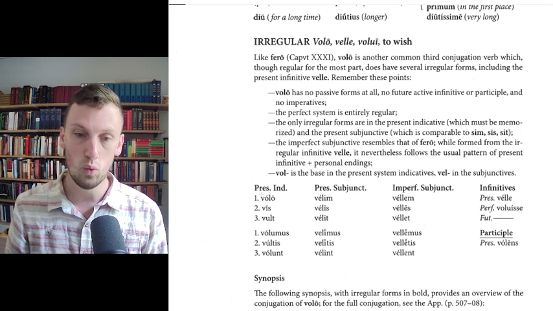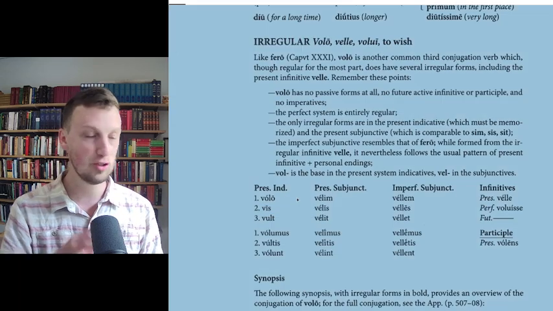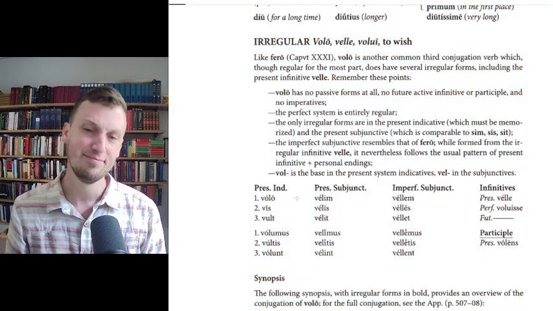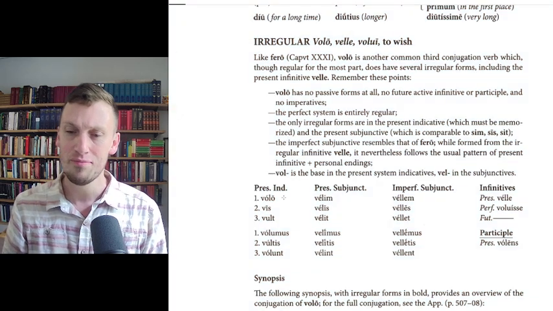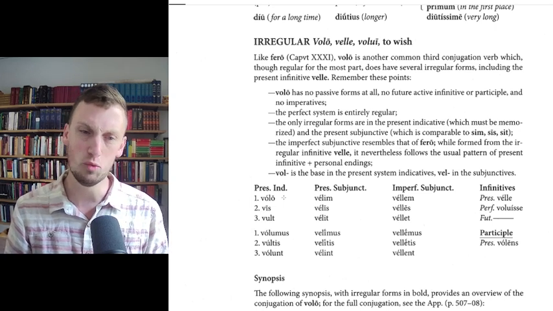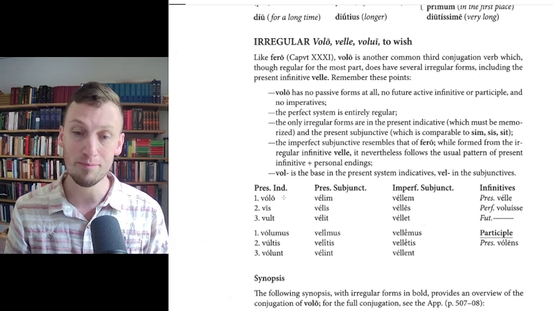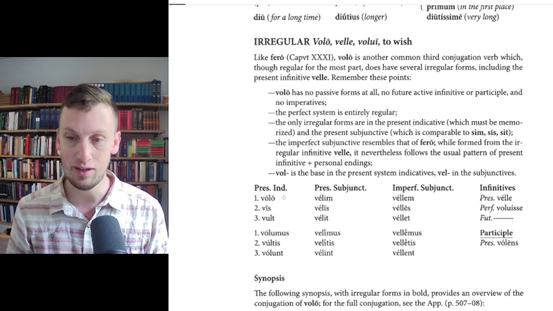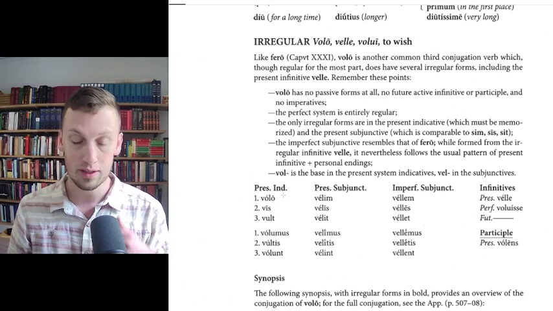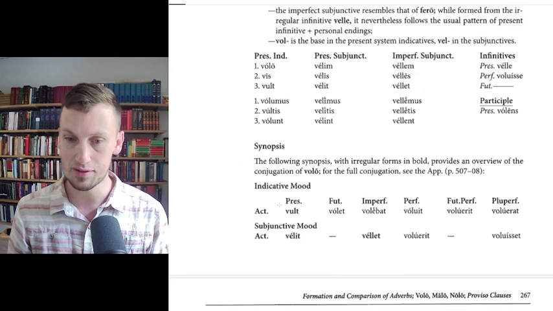Look at volo, vis, vult. So vis, you need to watch out for. Looks like other words vaguely, words for force. Just watch out for it. It just means you wish, you will. Vult. This is a famous Latin word from the phrase Deus vult, God wills it. It was a rallying cry during the Crusades to justify violence.